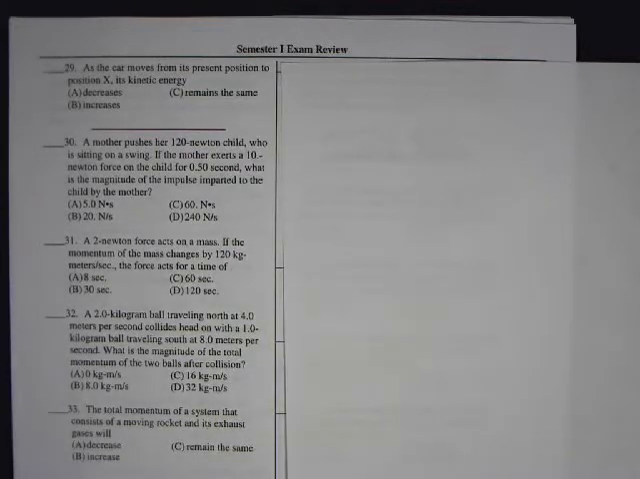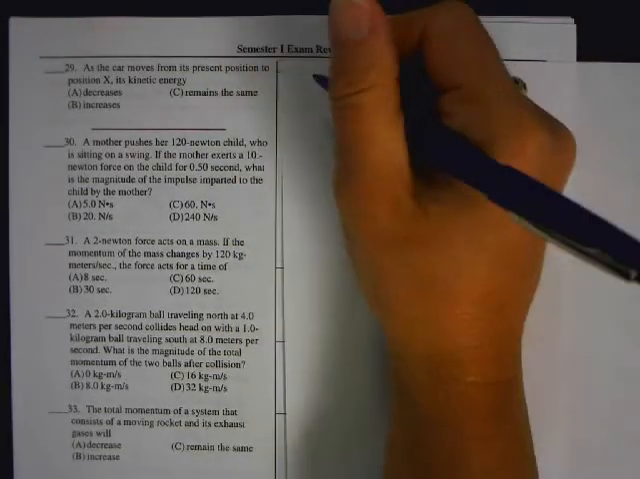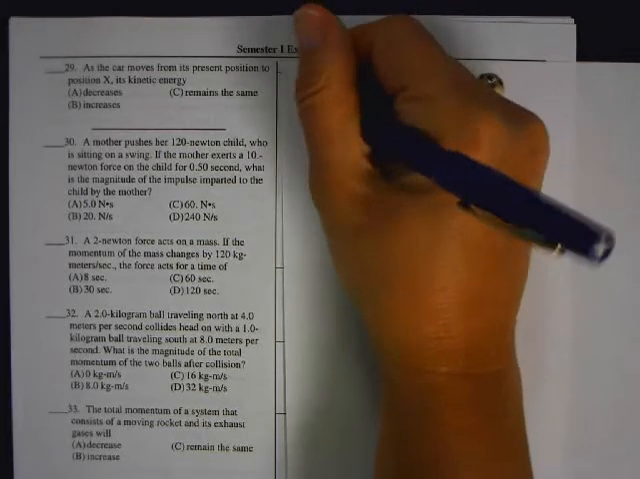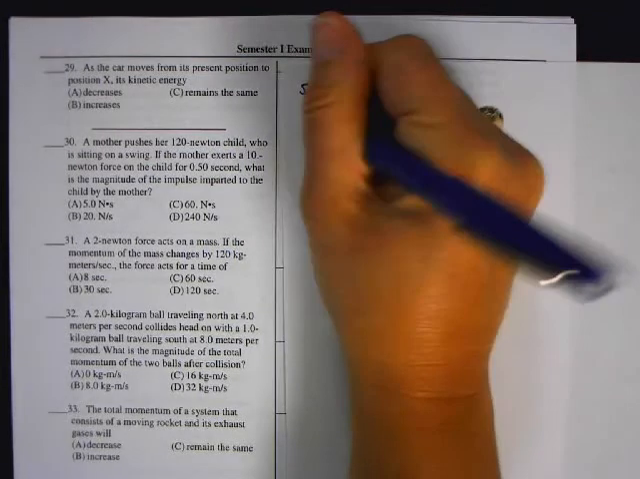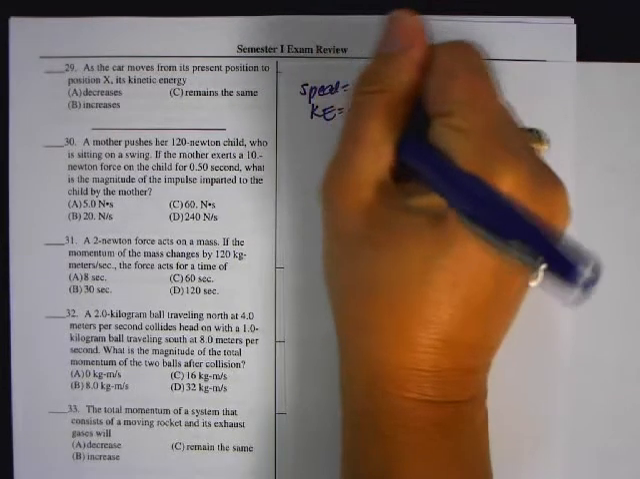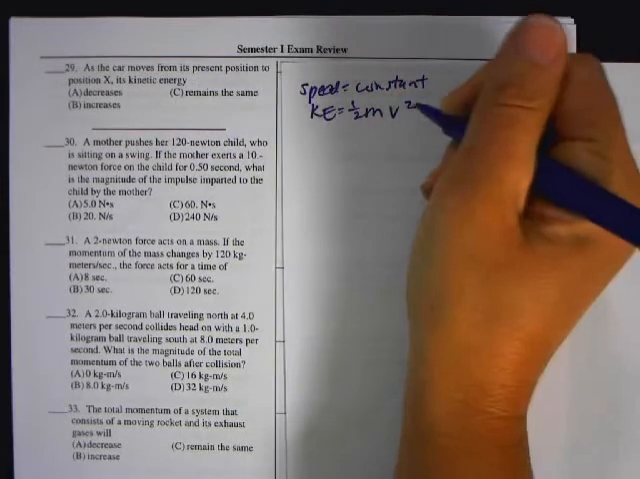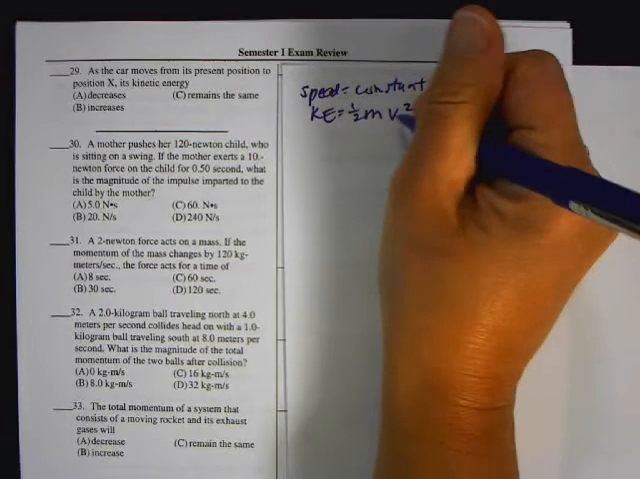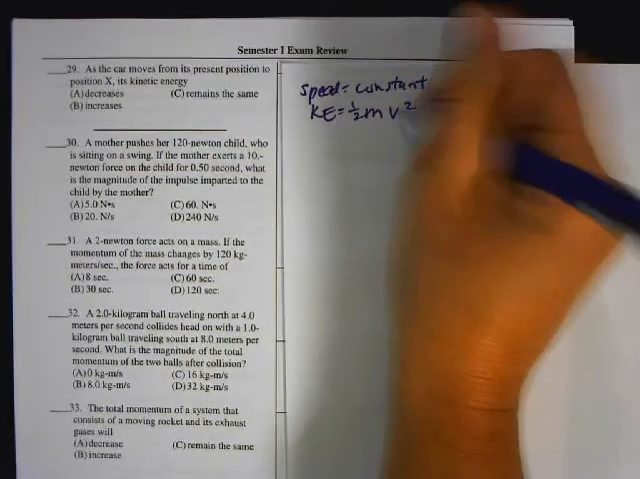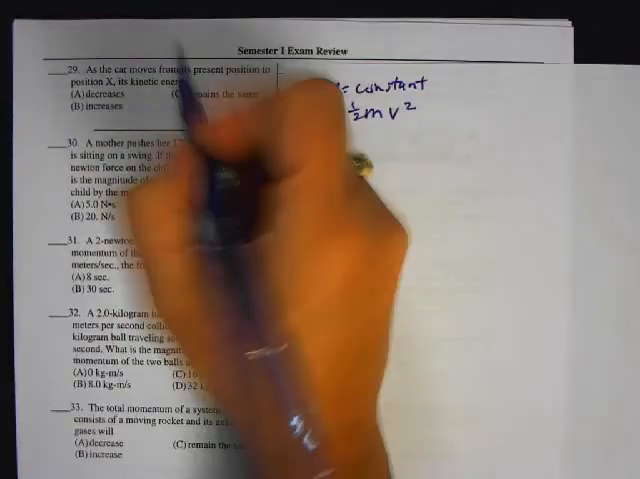Continuing with our review sheet, we're going to look at 29. As the car moves from its present position to position X, its kinetic energy. Now, because the car is moving in a circle, the speed is constant. And because kinetic energy is 1/2 mv squared, if we look back at the picture from the last one, we'll see because the speed remains the same, the kinetic energy is going to remain the same, so the choice is C.